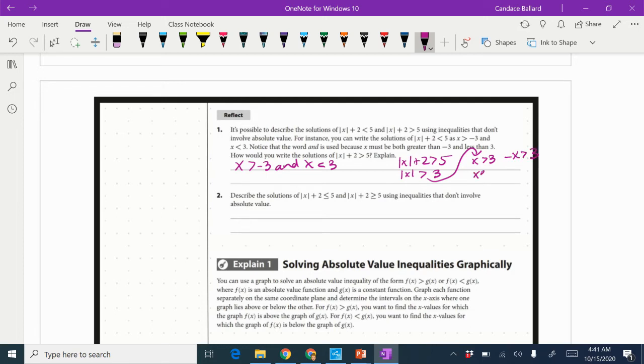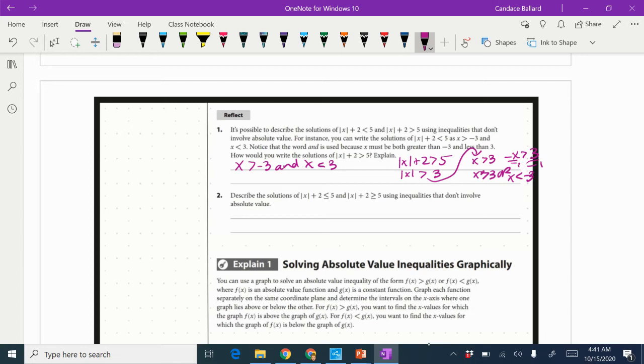And then I am going to divide by that negative. And remember, when we divide by a negative, we flip the inequality sign. So that gives me -3, and we put the word or in between because it was a greater than. So we're representing the disjunction with the word or.